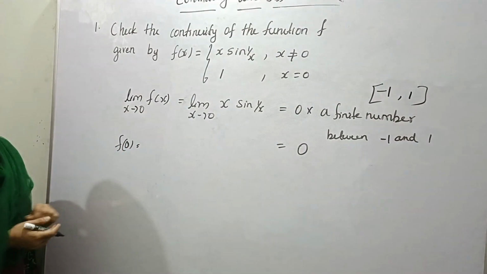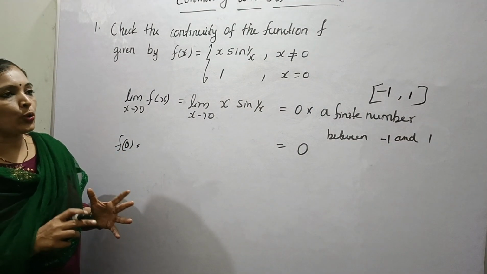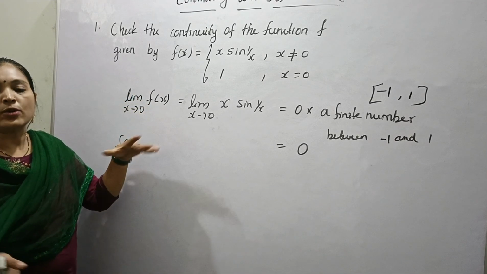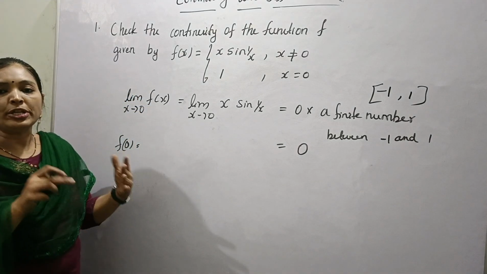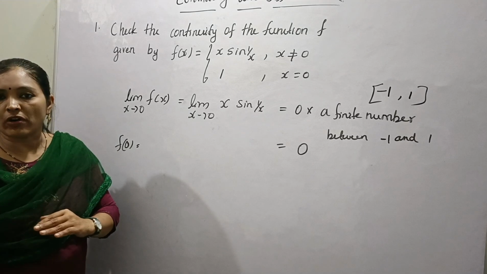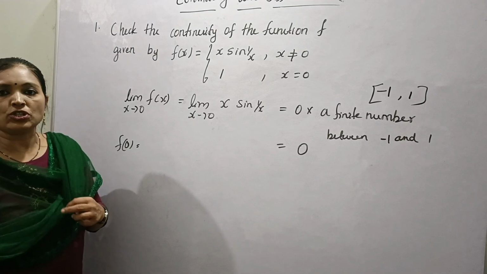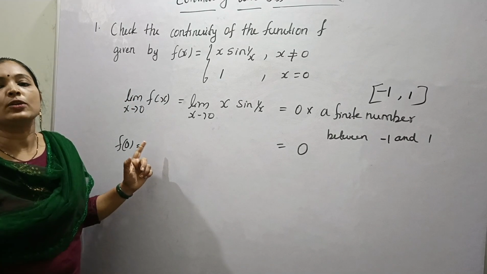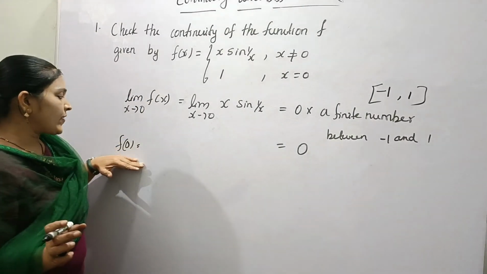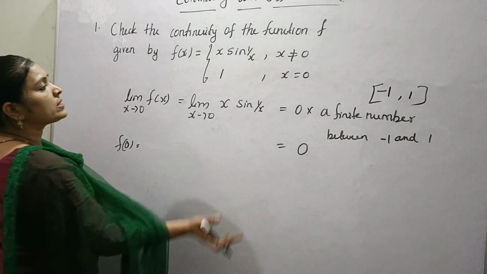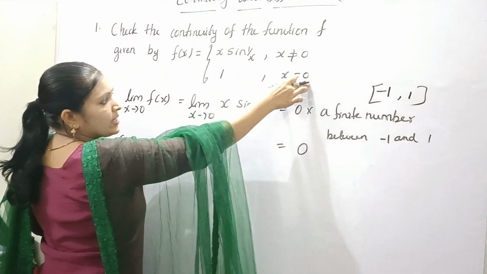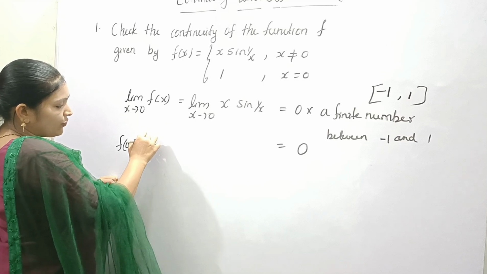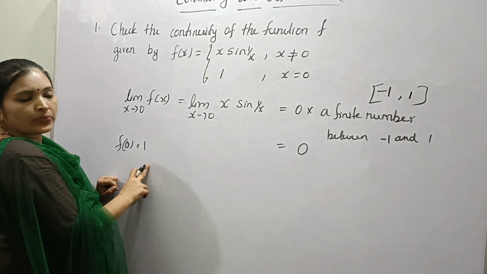What is f of 0? For a continuous function, we have to prove limit x tends to c of f of x is equal to f of c. That is our definition of a continuous function. So we have to prove limit x tends to 0 of f of x is equal to f of 0. So let's find f of 0. In the function given, if x is equal to 0, f of x is equal to 1. Therefore, f of 0 is equal to 1.